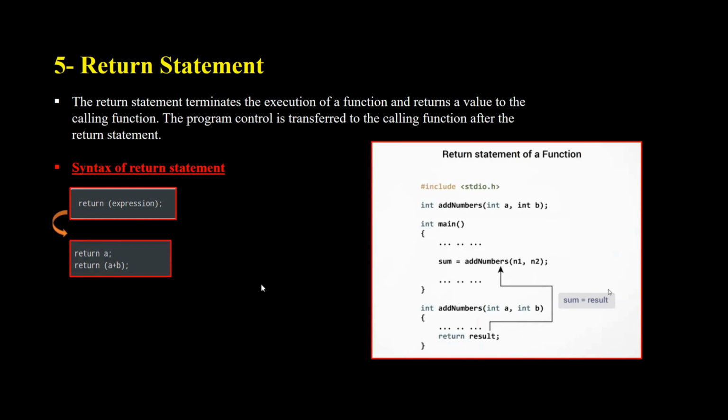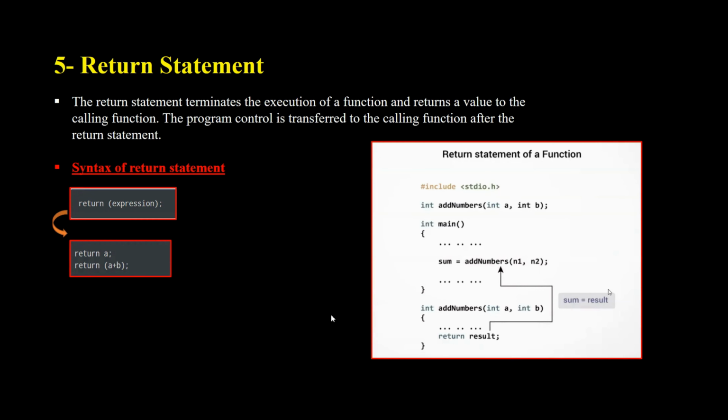Now, the return statement. The return statement terminates the execution of the function and returns a value to the calling function. So here, in our example, the function will give us the result of adding two numbers. So this function must give this return to the main function. That's why here the return type, if it's int, the return here must be int. If the return here is float, this result must be with type float. Okay, so here the return statement is changeable according to the program.